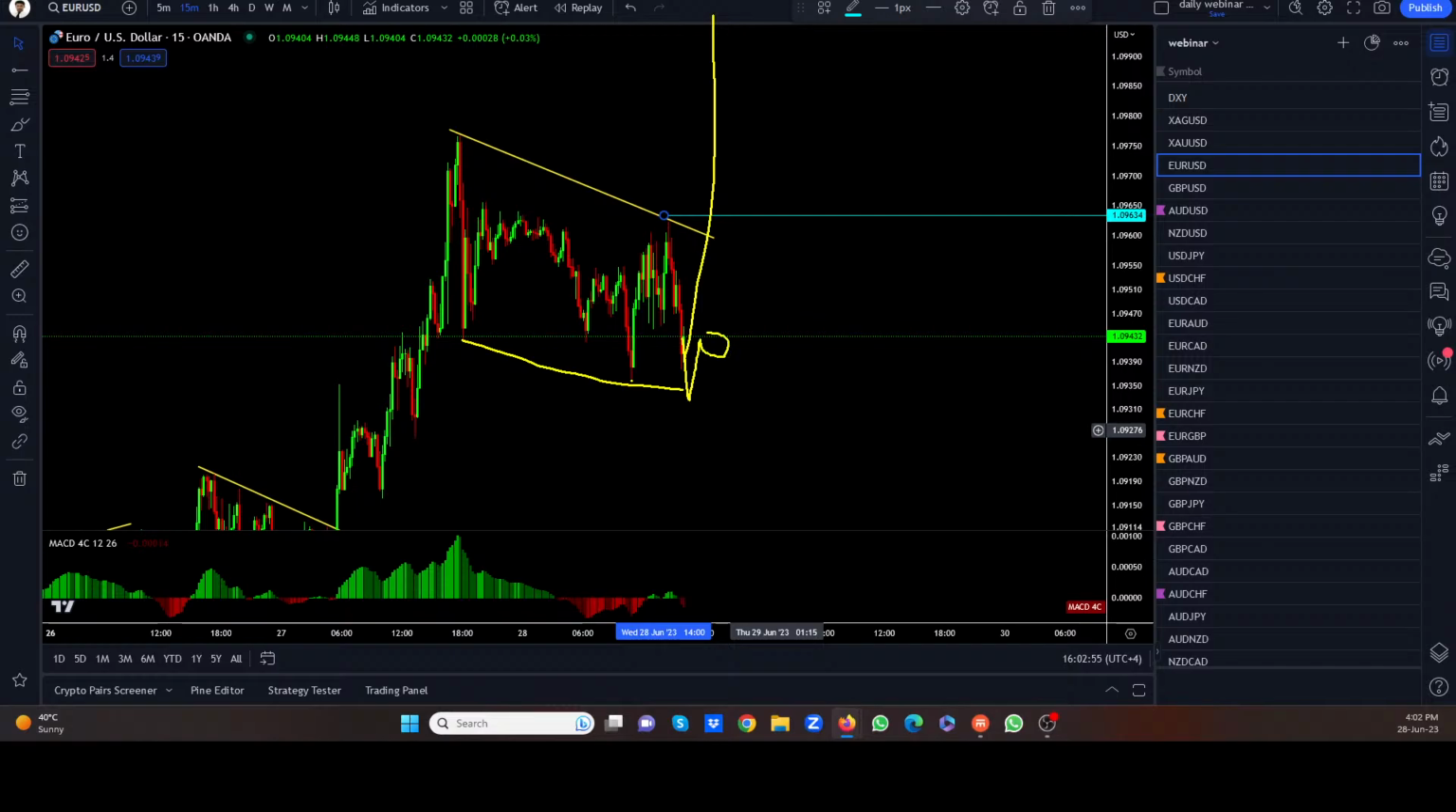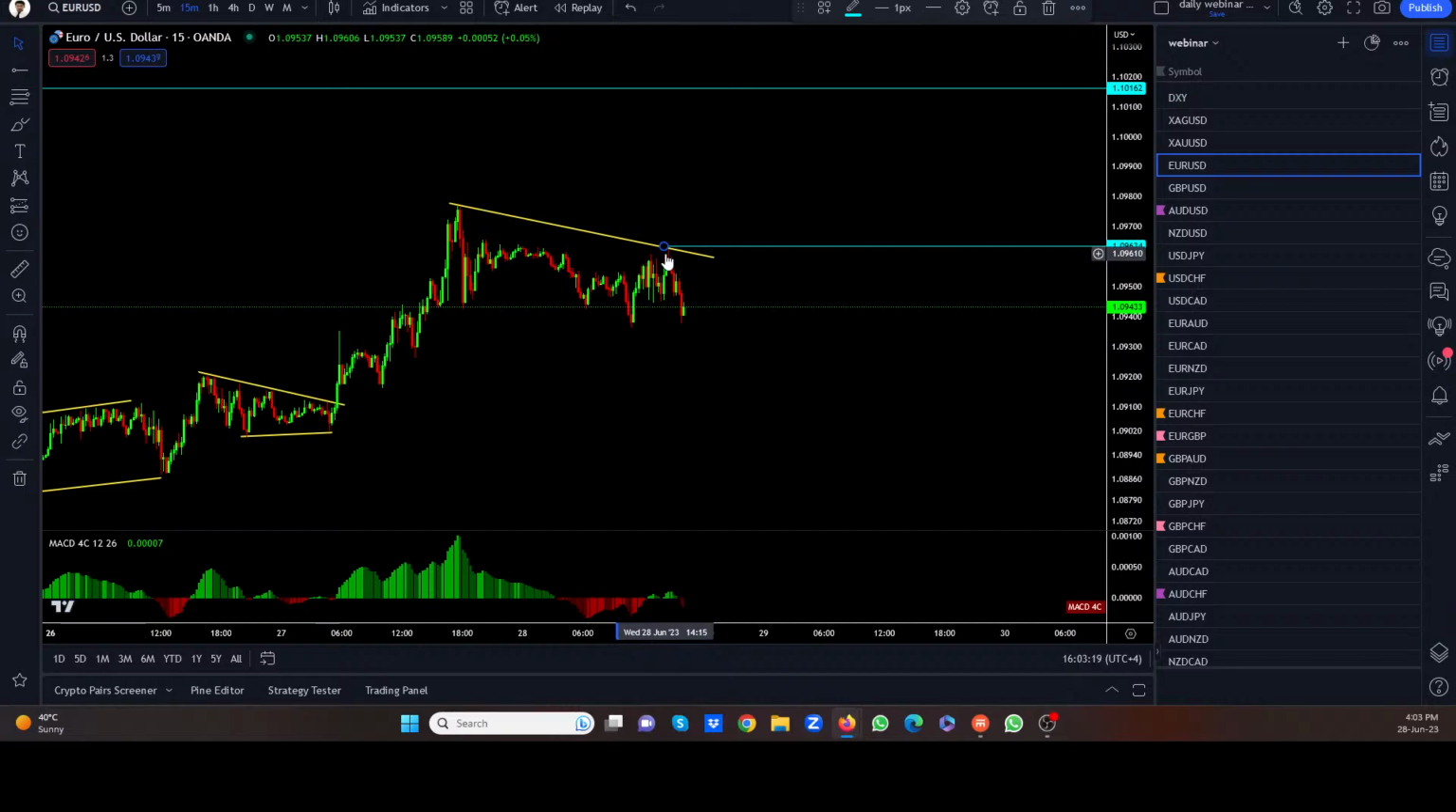Go back up there, make a flag here, and then we take this flag for the upside. Now the flag is a better entry. If you get the flag, you get a much better risk to reward in the trade. If you don't get the flag, put the entry above the top. So we're going to leave this entry above the top here. We're going to put a stop just under, probably somewhere here and under this low.